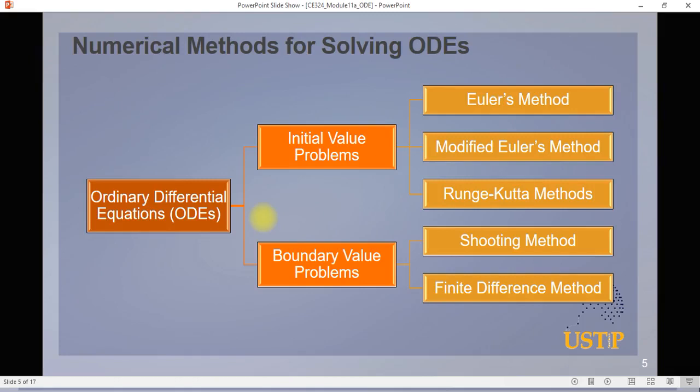Under the initial value problems, we have three: Euler's method, modified Euler's method, and Runge-Kutta methods. For the first part of our 11A, we will only be dealing with Euler's method and modified Euler's method. And then later on, we will be discussing Runge-Kutta methods.